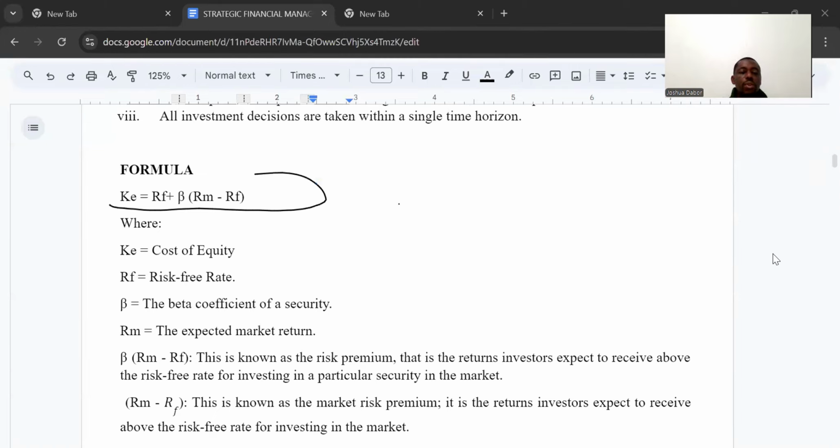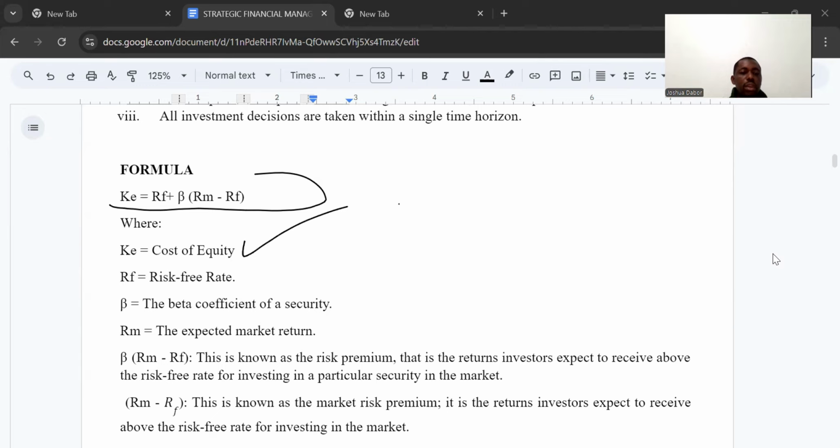Cost of equity equals the risk-free rate plus beta into (RM minus RF), where RM is the return from the market and RF is the risk-free rate. The return from the market is basically the average return from the market, as I said earlier. Like for the US, we have the S&P 500, which is one of the indicators in the markets. Now, let's look at this formula. Let's break the formula down into bits.